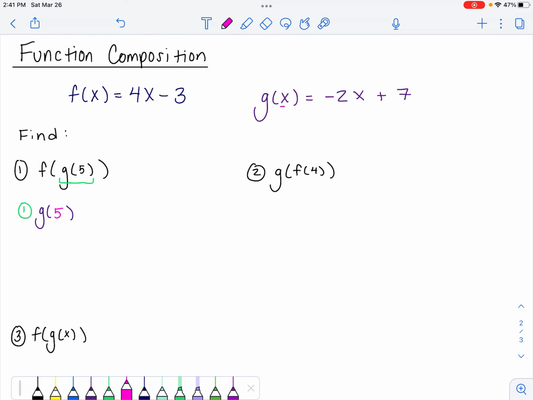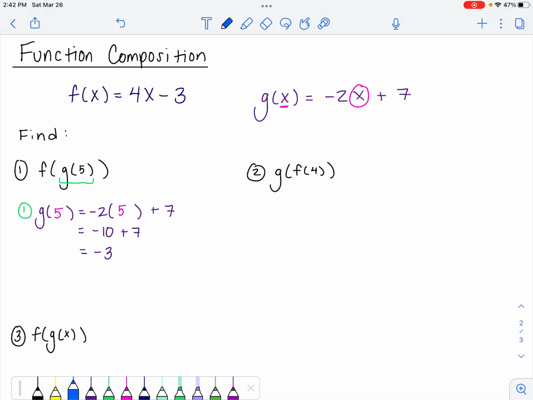That means everywhere I see the x in the g equation, I'm going to plug in 5 instead. So my g equation tells me to do negative 2 times my input plus 7. And I'm going to replace my input value with 5. So negative 2 times 5 is going to be negative 10, plus 7 is going to give me negative 3.